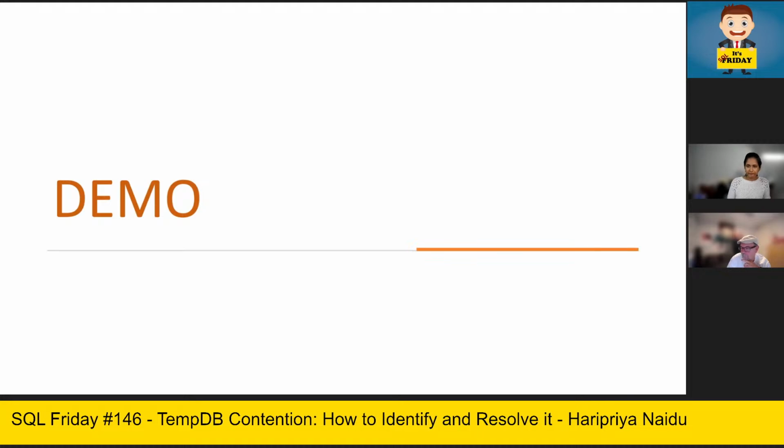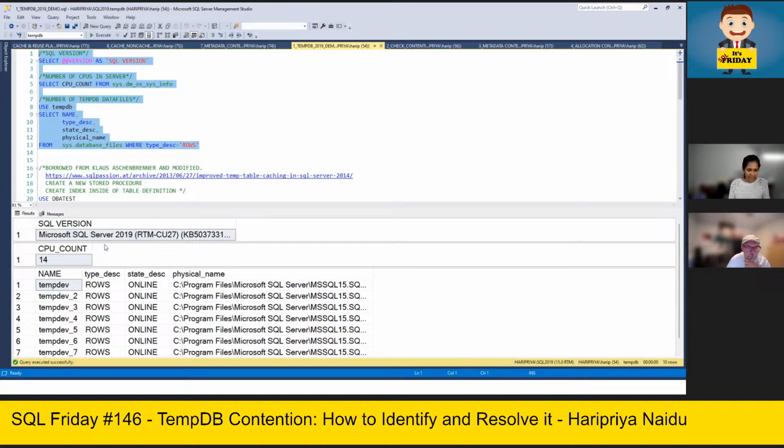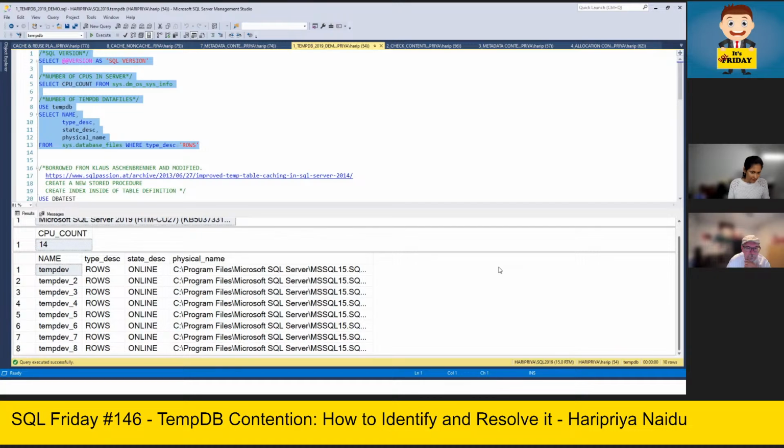All right. Good. Let's go into the demo now. In the demo, I will be showing you contention on 2019 and contention on 2022, and we'll see how it differs on both of these versions. All right, so this is on 2019. We have 2019 CU27, 14 processors, and by default, I have 8 TempDB data files.